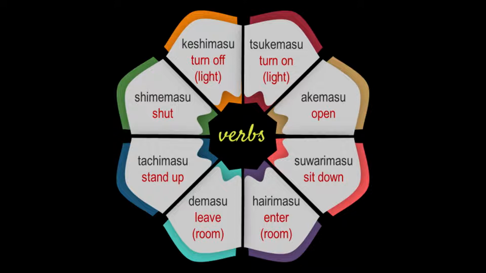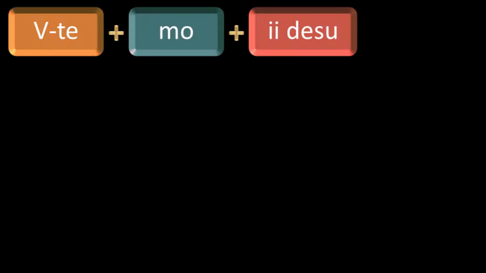For your information, dete kudasai is also used to request someone to answer the phone, in which case they will say denwa ni dete kudasai, which means please answer the phone. Next, let us learn a new sentence pattern. We will use the same te form of the verbs which you learnt earlier, but instead of adding kudasai or imasu, we will add mo ii desu.